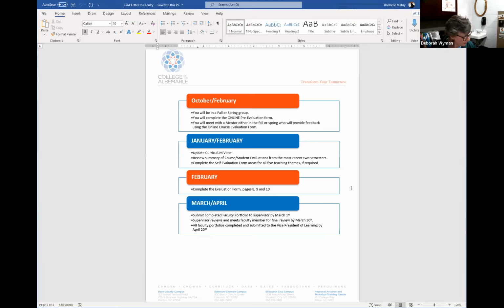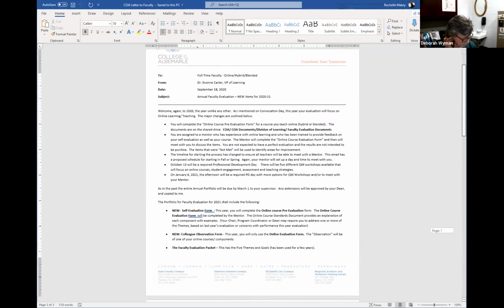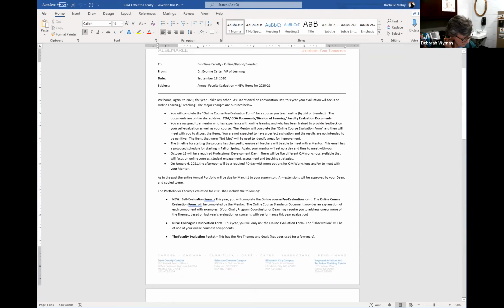I did have one question though about that first page, the letter to the full-time faculty at the College of the Albemarle. They had the faculty evaluation packet.